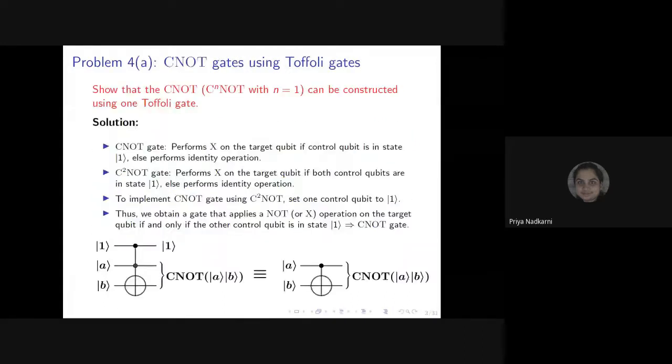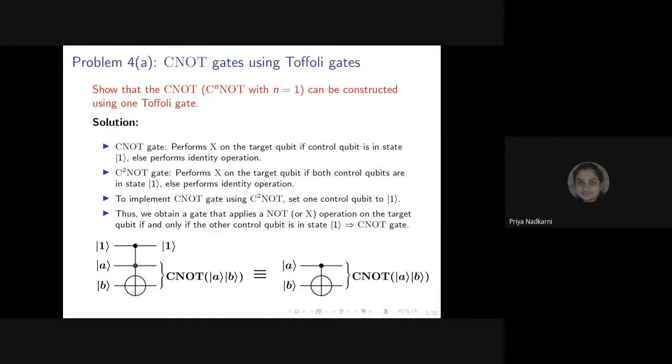In problem 4A, the question is to show that the CNOT gate, that is n equals 1 in the C power n NOT gate, can be constructed using one Toffoli gate. So how do we go about solving this problem? As we learned in the lecture, the CNOT gate performs X on the target qubit if the control qubit is in state 1, else it performs an identity operation. In the Toffoli gate, it performs X on the target qubit if both control qubits are in state 1, else it performs an identity operation.